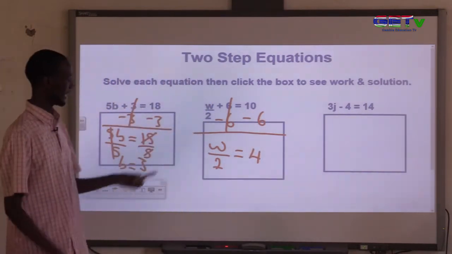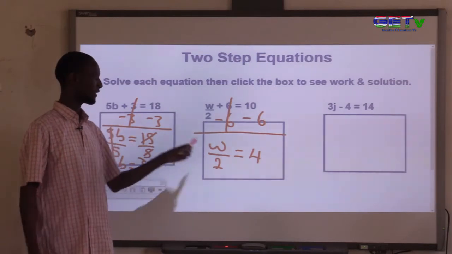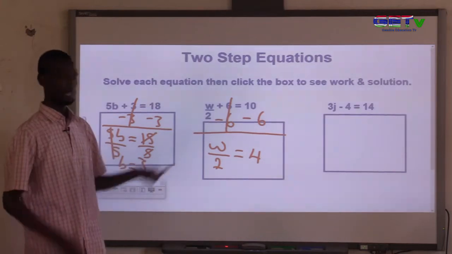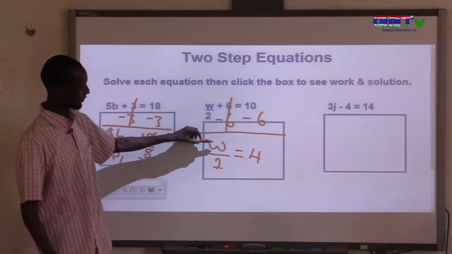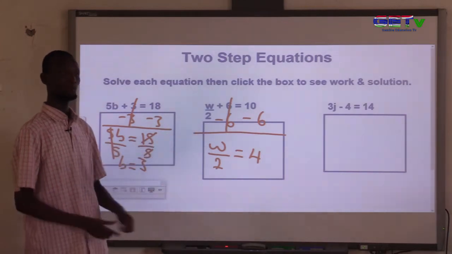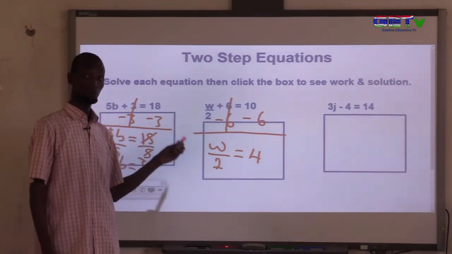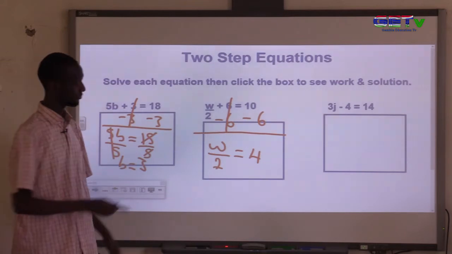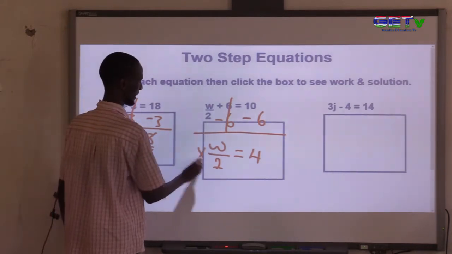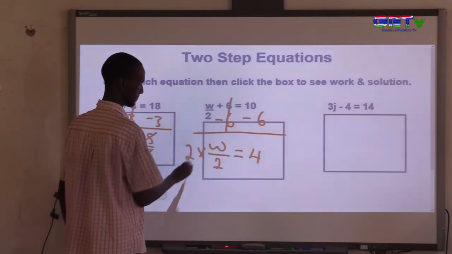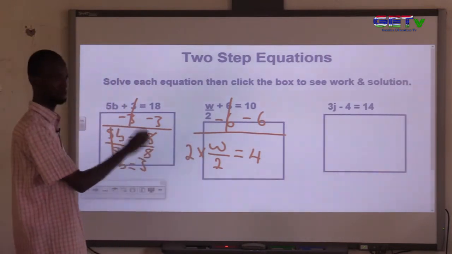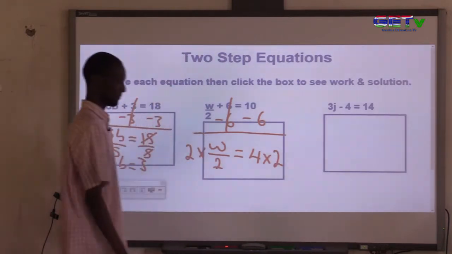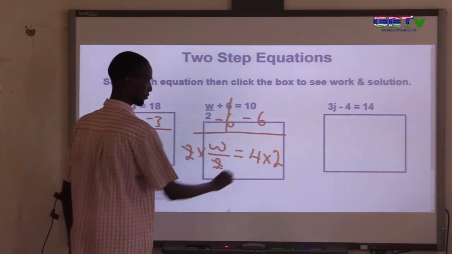Still, our question is not solved, because our variable is still not all on its own on one side. There is still a 2 there. But again, we said w over 2 is w divided by 2. So there's a division there, which we need to undo. And the inverse of a division is multiplication. So to undo this 2, we need to multiply the left-hand side by 2. Whatever I do to one side, I must do to the other side. So therefore, I must also multiply the right-hand side by the same 2. That way, the 2 cancels out the 2.